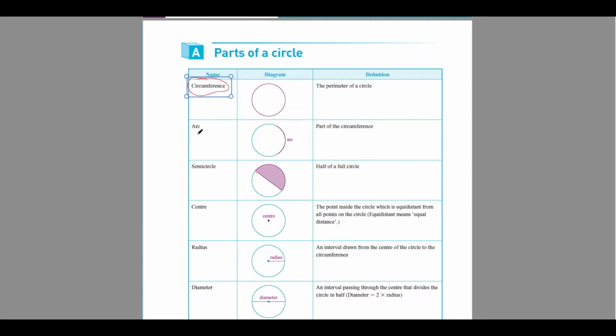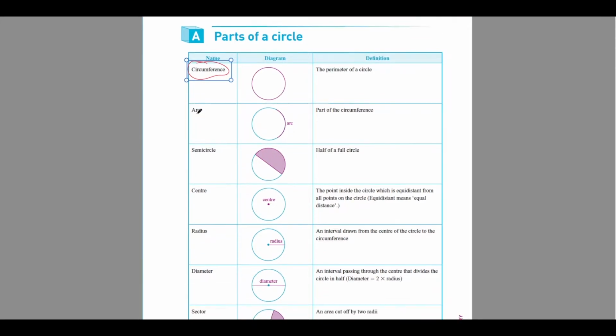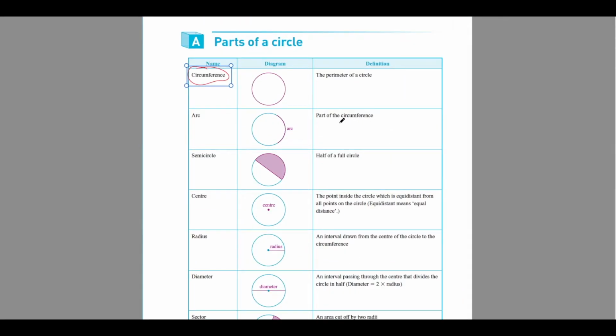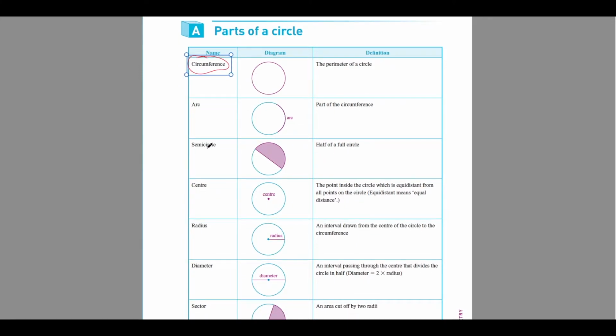The next word up is called an arc. Now an arc is basically a part of a circumference. So you can see that this is a portion of the outer line of the circle, right? So that's what an arc is. Next one, semicircle. This one I probably expect you to already know. This is just half of a circle. As you can tell, semicircle is half a circle.